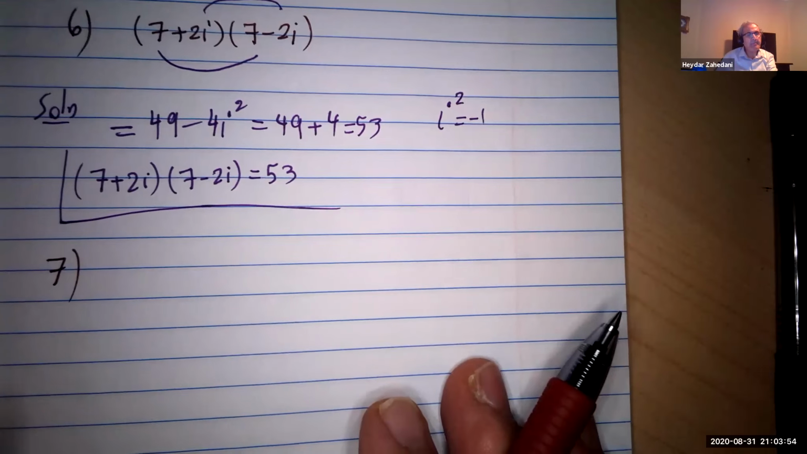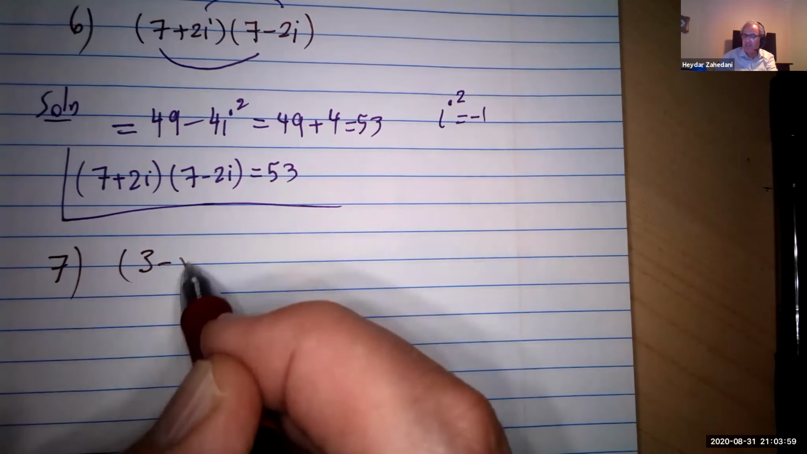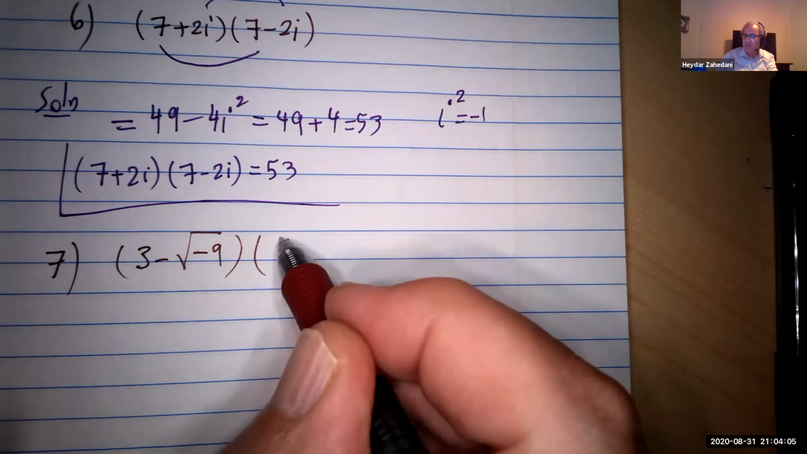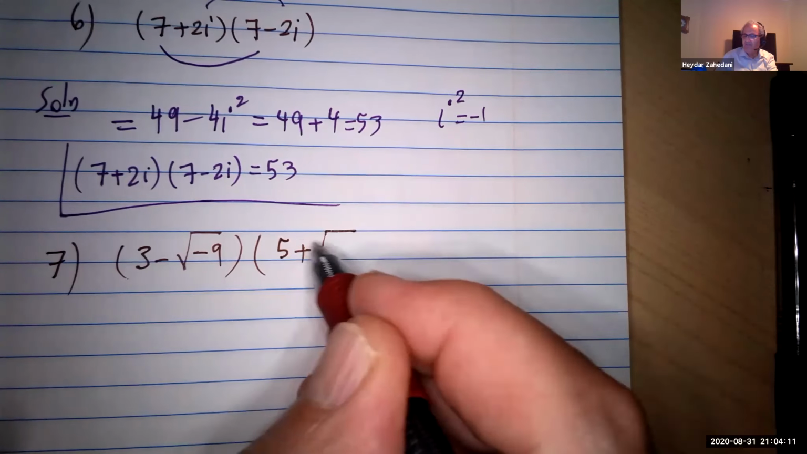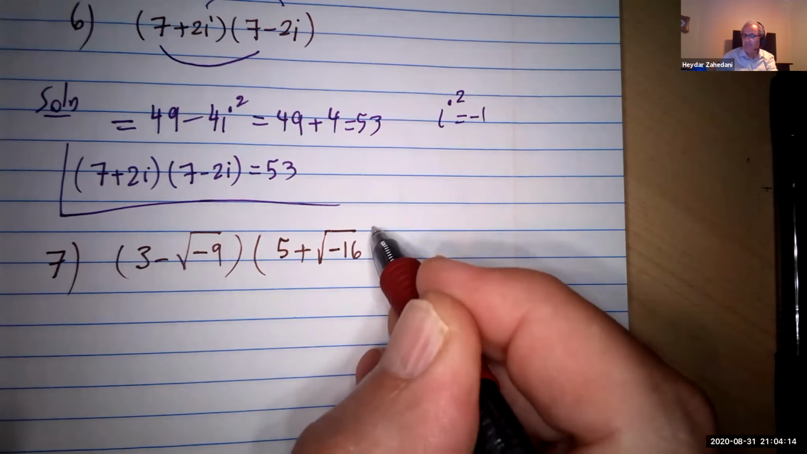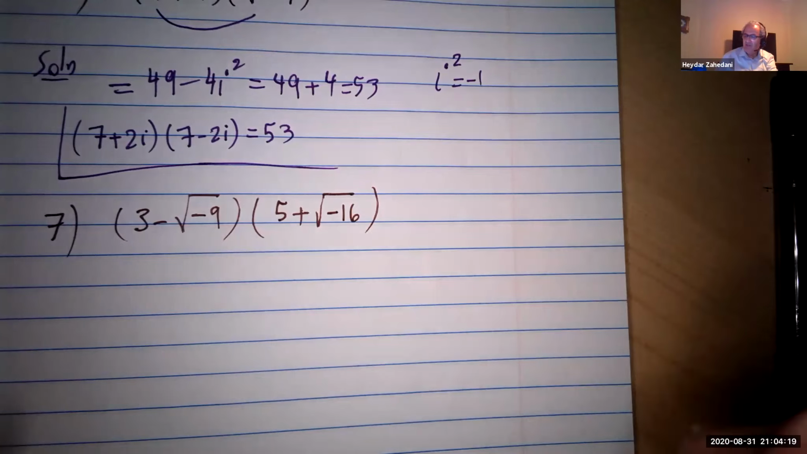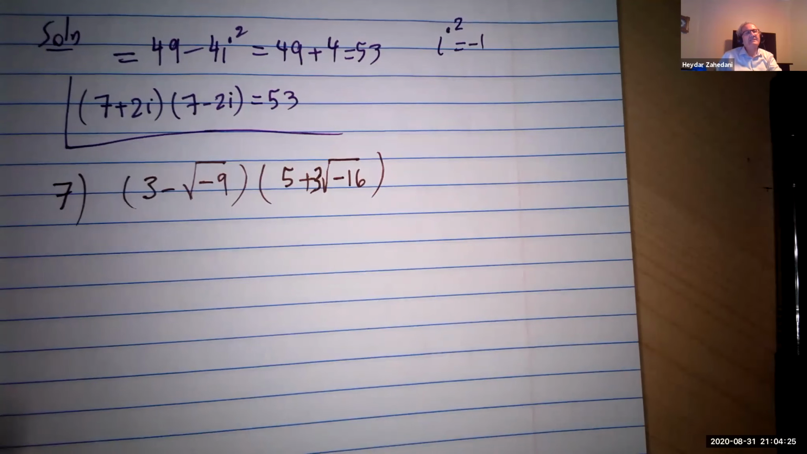Number 7. You have something like 3 minus radical negative 9 times 5 plus radical negative 16. That's the one. If you want to make it more interesting, you can add numbers here, like a 3. As we talked about, you cannot do anything about it as is. You have to change these radicals into the i form, then come back and do it.